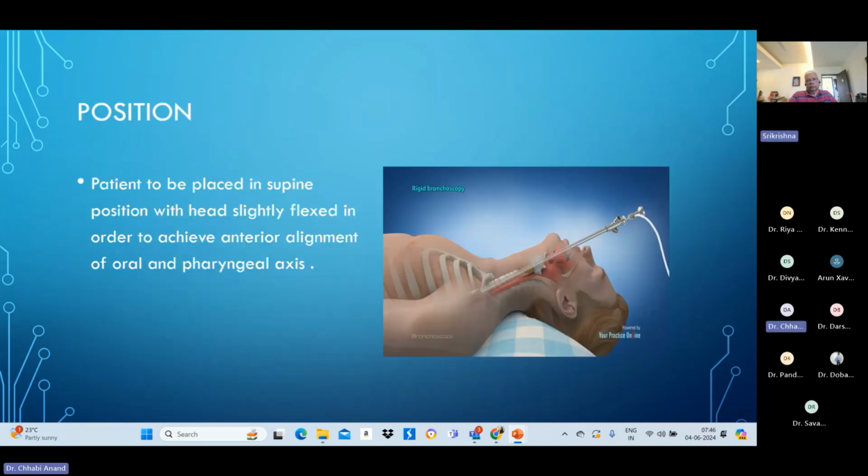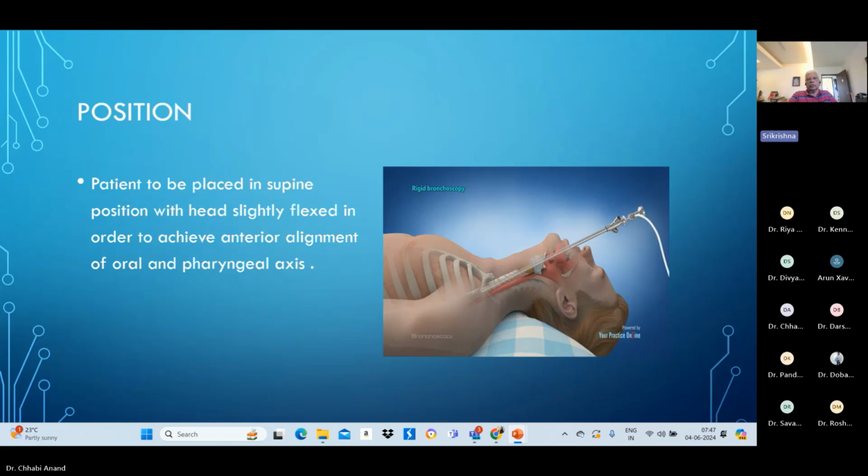Now, position. Patient to be placed in supine position with head slightly flexed in order to achieve anterior alignment of oral and pharyngeal axis, like how it is shown in the picture. This is showing extension, not flexion.